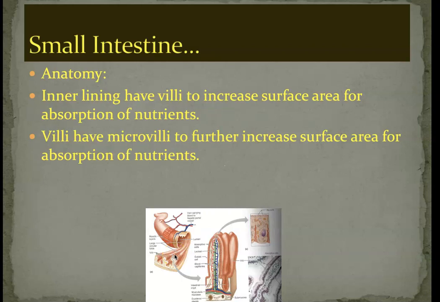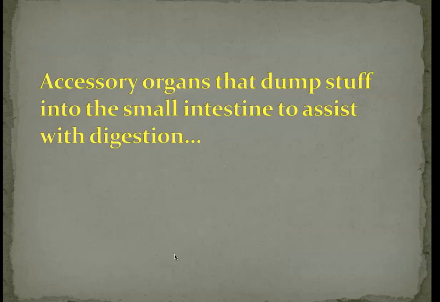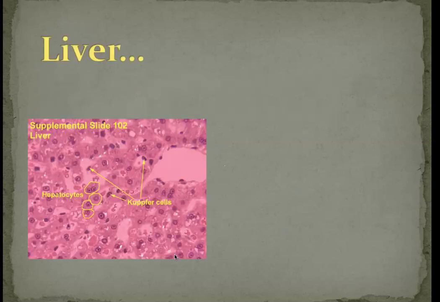Now, we mentioned this in the last video. There are two accessory organs, the liver and the pancreas, that are going to be critical to allow the small intestine to do its thing. So we're going to talk about each of those as they apply to digestion. We're going to start with the liver.